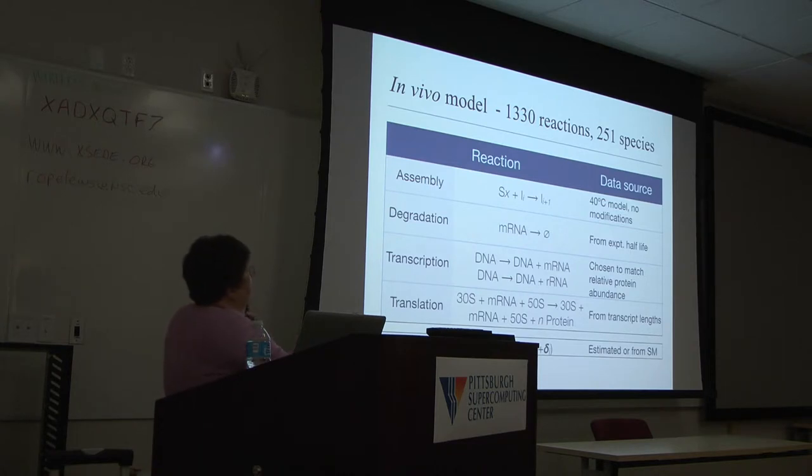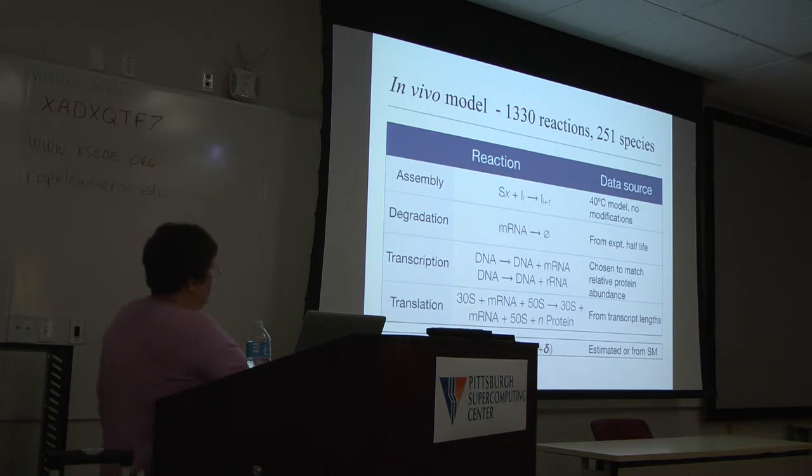It's going to have about 1,300 reactions. I said 251 species. So this assembly part is a summary of those diagrams I just showed you. Everything can degrade. You'll have transcription turning the genes for the proteins into messengers, and the genes for the RNA into the operons for the rRNA, into the 16S or the 23S, and so on and so forth. Then you have translation, so the messenger binds to the 30S, you form the full assembly, and then you read the protein, and then it falls apart.